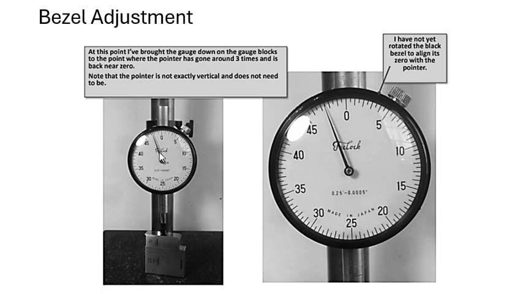Of course the pointer is not exactly vertical at this point in time. So when you take a look at this dial in a bigger picture, you can see that the pointer is not yet back to 0. That means that we haven't used the bezel to align the 0 with the pointer.